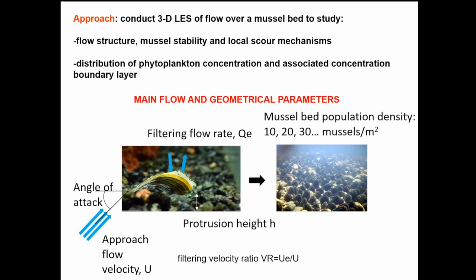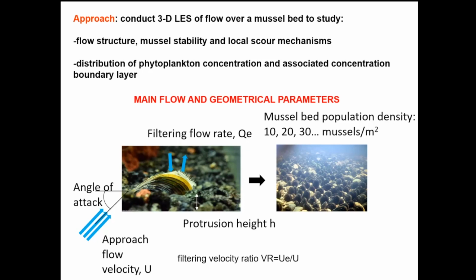At the mussel individual scale, it's important to know the approach velocity U. It's important to know the angle of attack, so the angle between the approaching flow velocity and the main axis of the mussel, which is partially barrel-shaped. It's also very important to know the protrusion height h, so basically the distance over the average position of the bed over which the mussel is situated. And also the filtering flow rate.